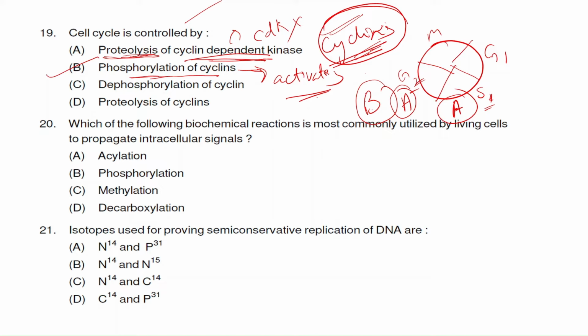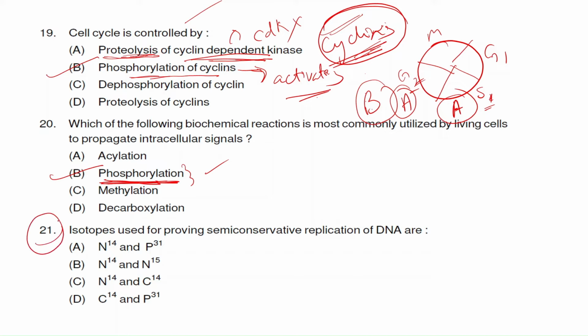Next question, question number 20. Which of the following biochemical reactions is most commonly utilized by living cells to propagate intracellular signals? Just now we saw what it will be. Option number B, that is phosphorylation. For any transmission of intracellular signal, mostly we use the process of phosphorylation.